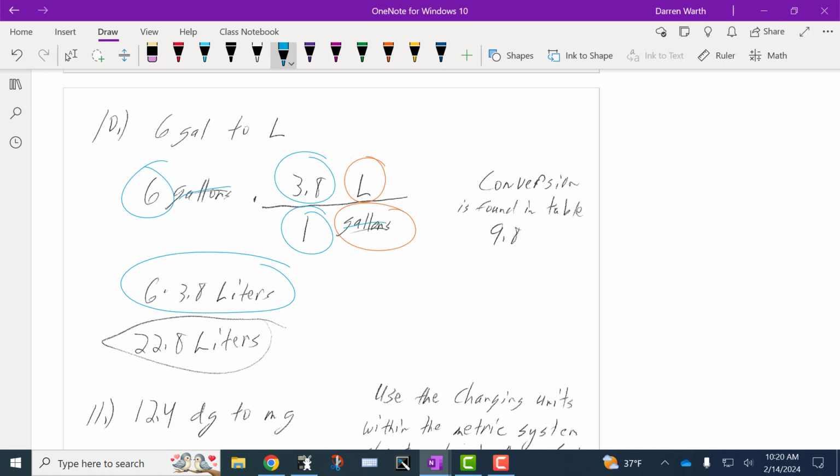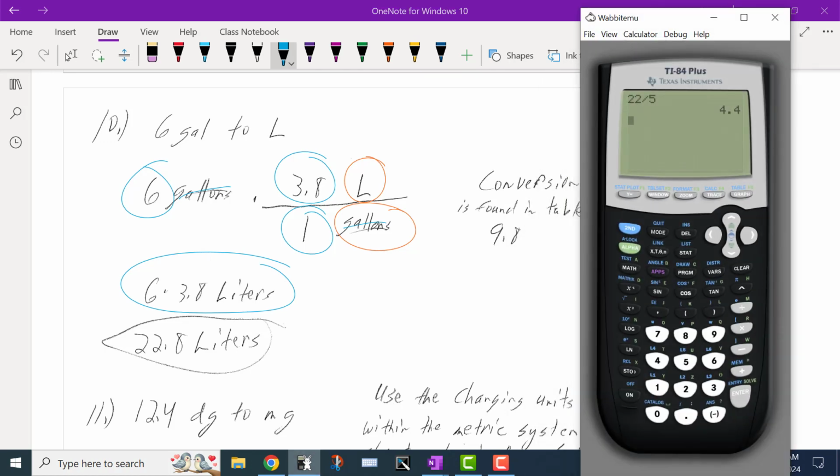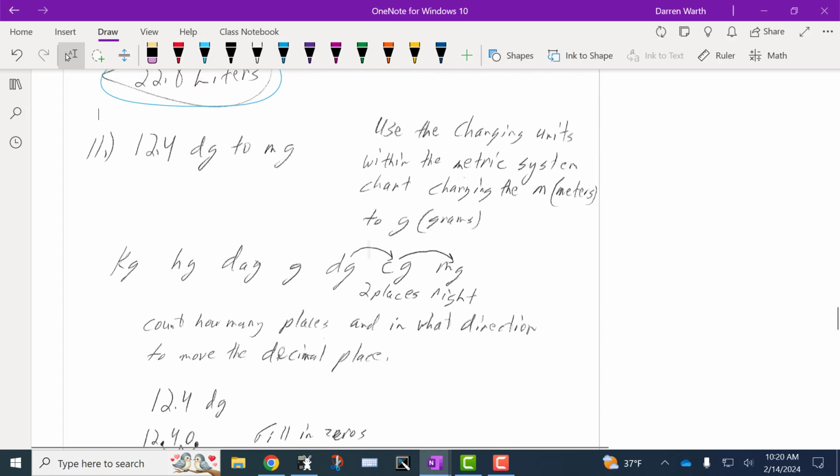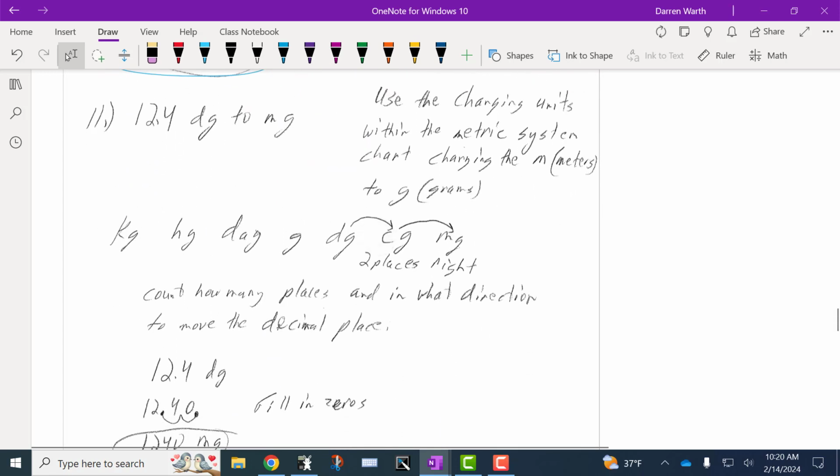Just take your calculator and go ahead and type in 6 times 3.8. And when you do that, you'll get an answer of 22.8 liters. On number 11, it says we want to go ahead and change 12.4, and then we've got decigrams to milligrams.